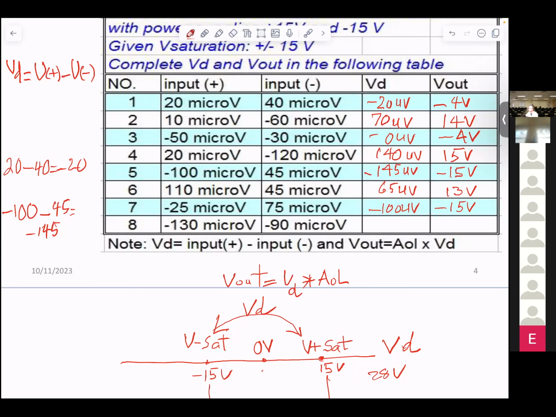Okay. The last, number 8. Negative 40. And it's negative 8 volts, VO. Now you know how to do it. So you don't have any problem with the assignment, if you know how to get through this calculation.